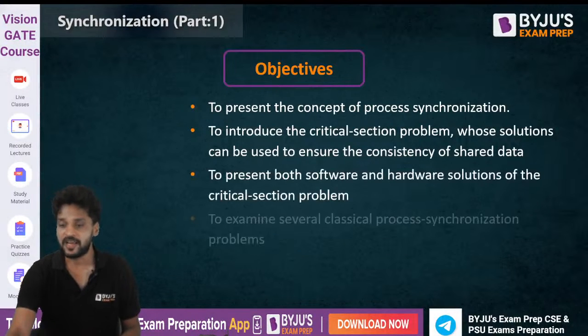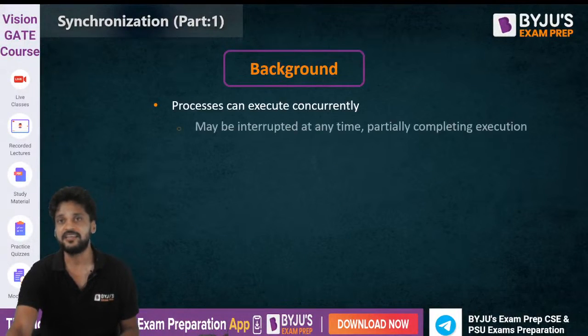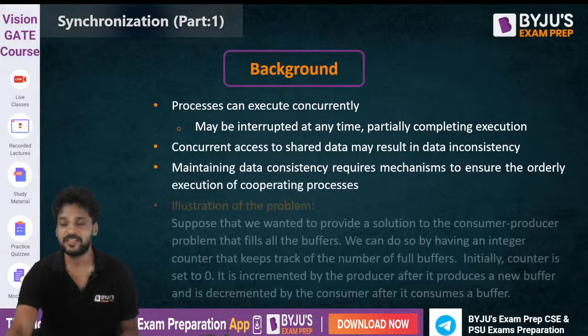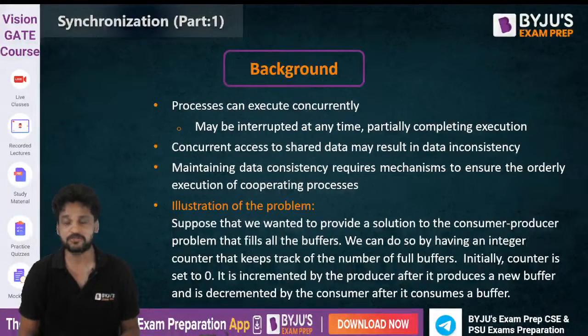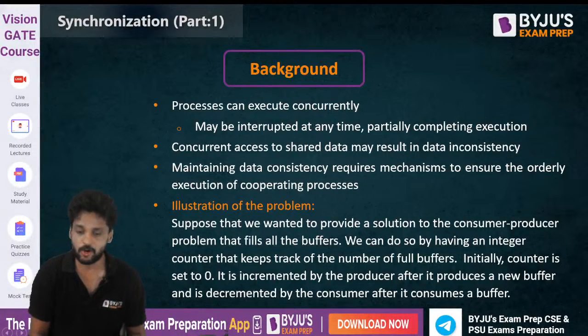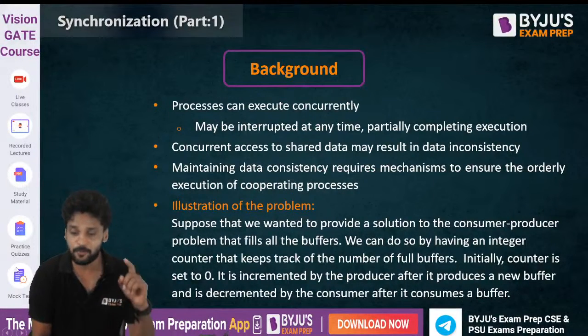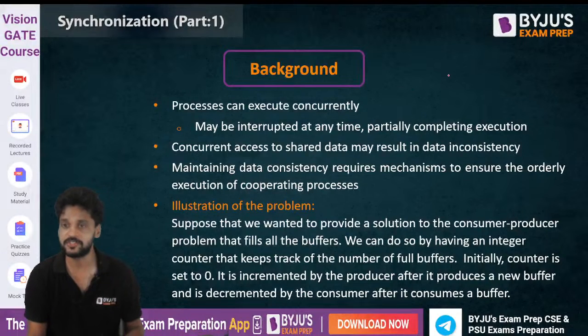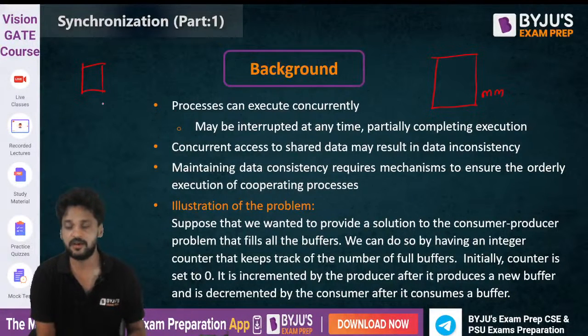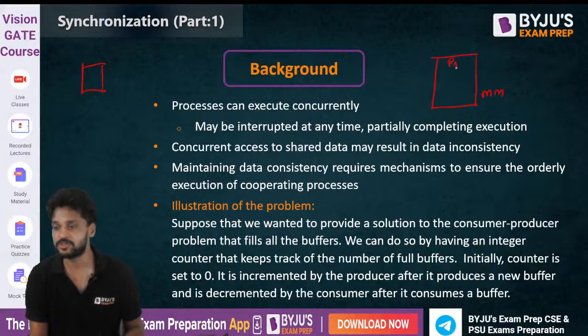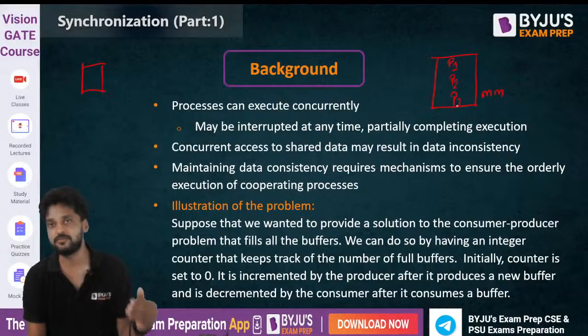Now, first of all, understand what exactly is this process synchronization. The biggest problem for the operating system is concurrency. If you ask me what concurrency is and why it can be a problem, I'll tell you. At any point, the operating system is going to load many programs in the main memory. Let us say this is main memory and this is our CPU. For execution, the operating system loads many programs in the main memory. Programs P1, P2, P3 can otherwise also be called processes.